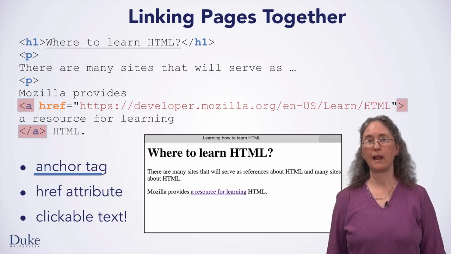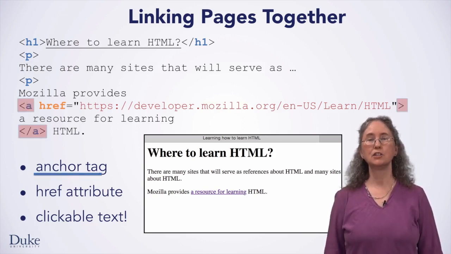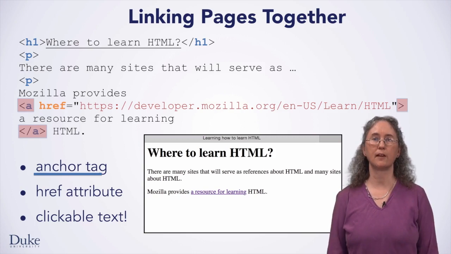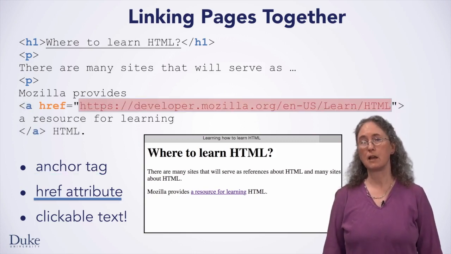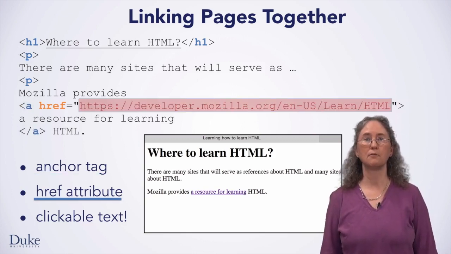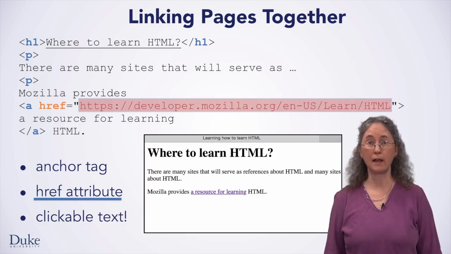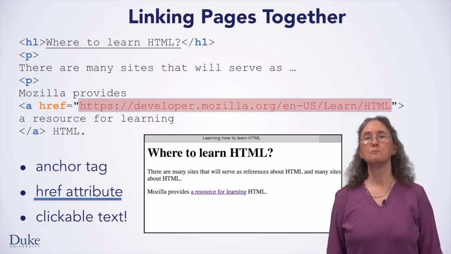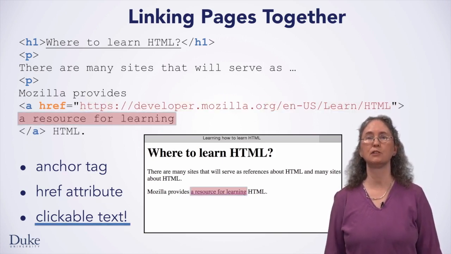The anchor tag, or A tag, is used to specify a link to another website. The href attribute specifies the URL for that web page and is required. You must specify some text between the start and end anchor tag. This text will be clickable to take you to other websites.